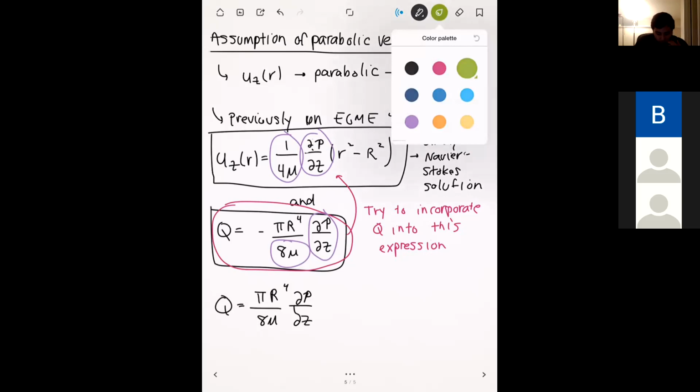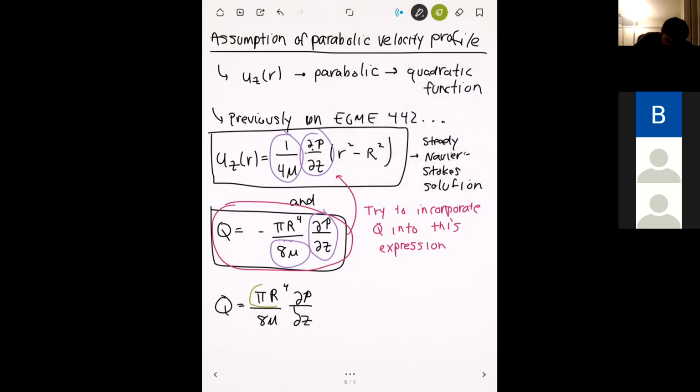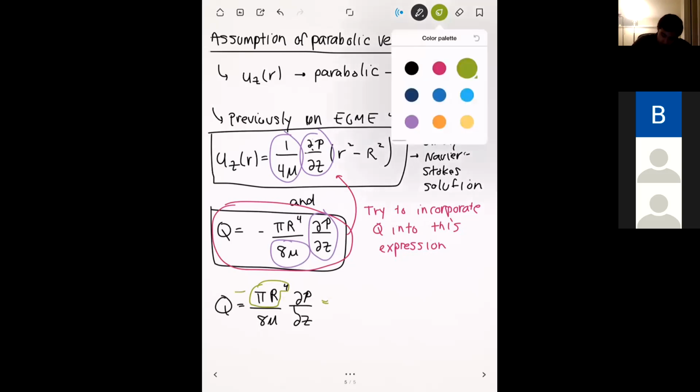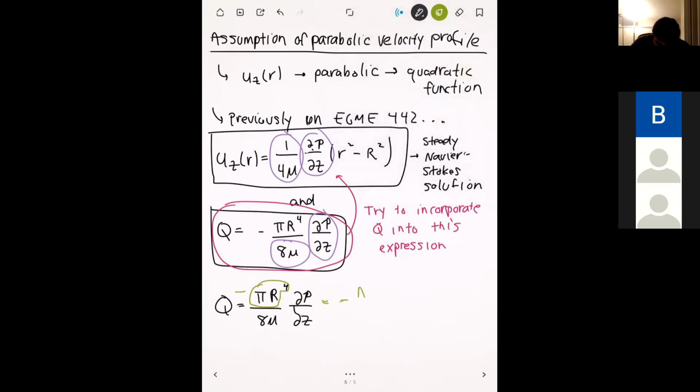The first thing I'm going to do is notice that we have pi r to the 4th right here, so let's replace this with area, because we know area is just pi r squared, with a minus sign right here. When we replace that, we have minus A r squared divided by 8 mu, partial p partial z. I just took one pi r squared and turned it into area, and our pressure gradient is still the same.